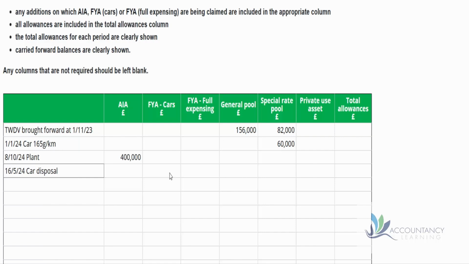So which column are we going to put it into? Well, given that it was a 0 emission car, we would put that in our first year allowance cars column. But yeah, there's no brought forward balance. Yeah, this column is empty so far.